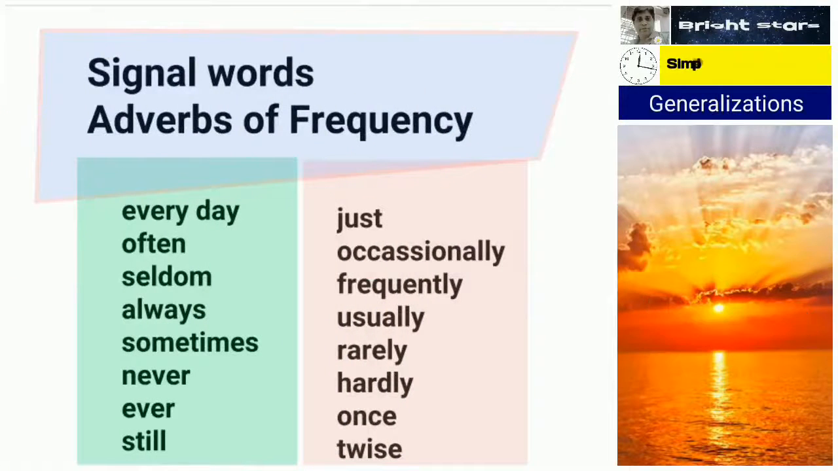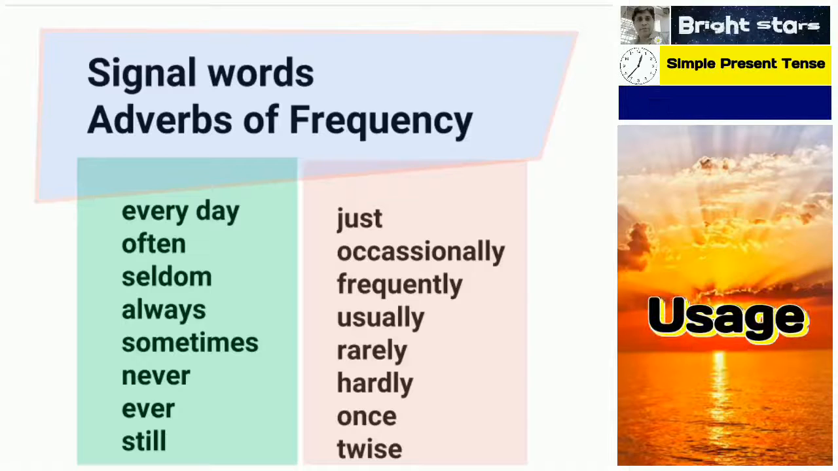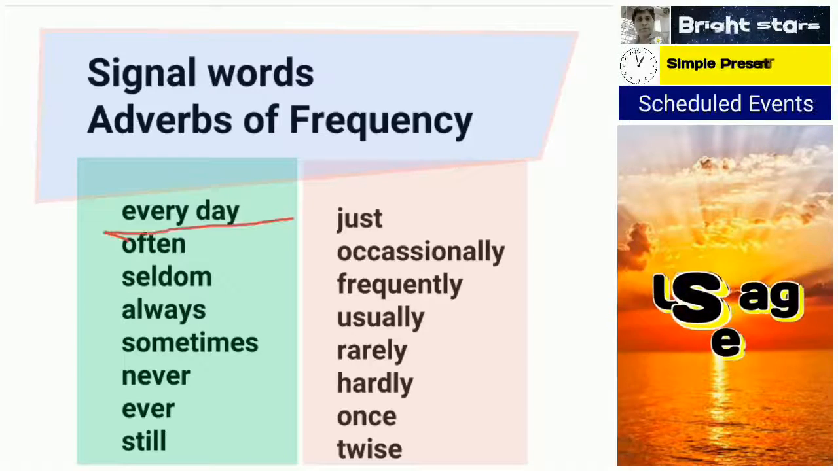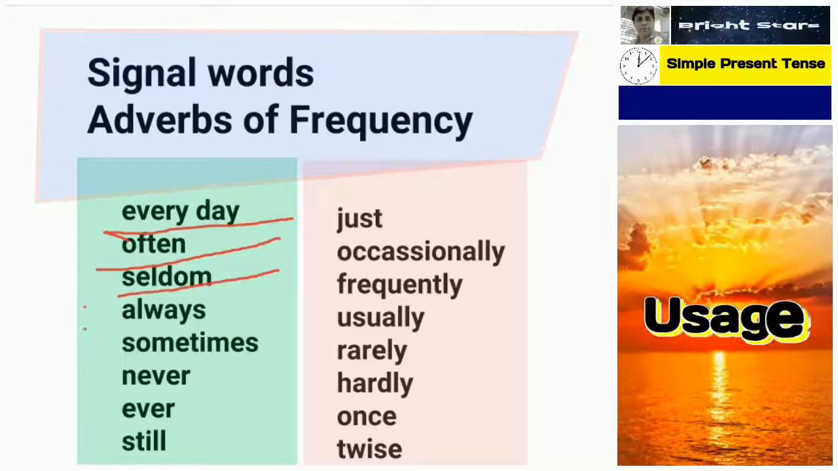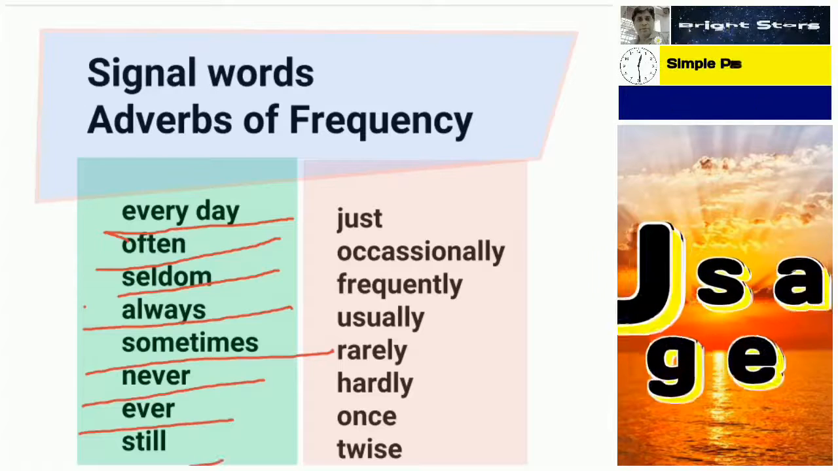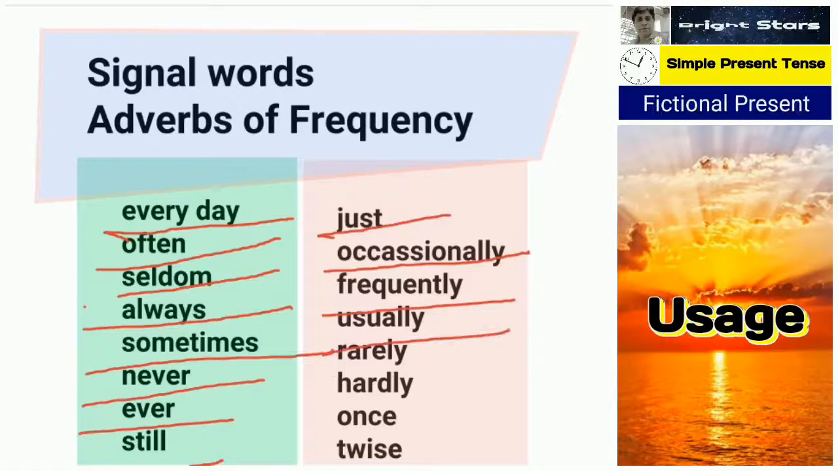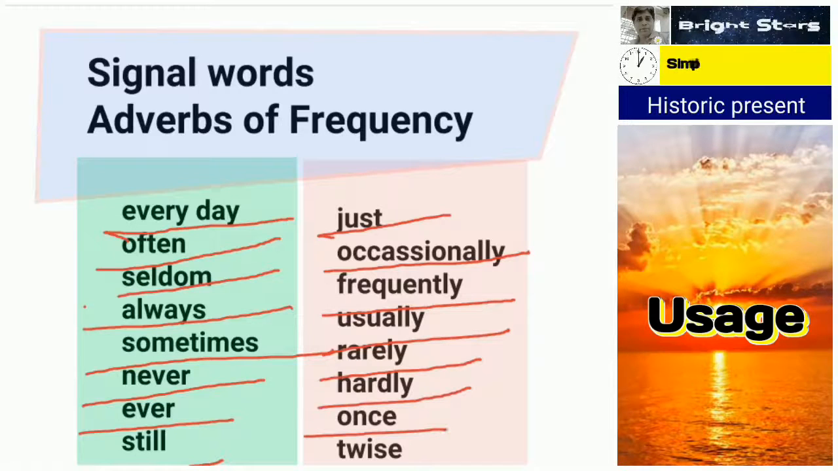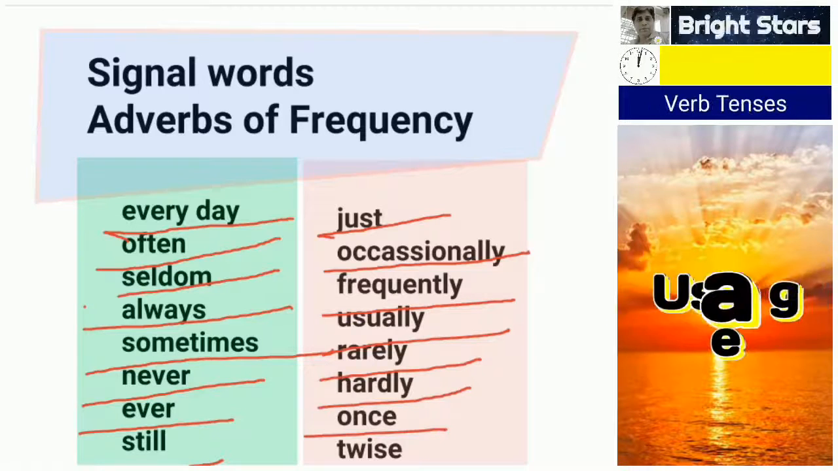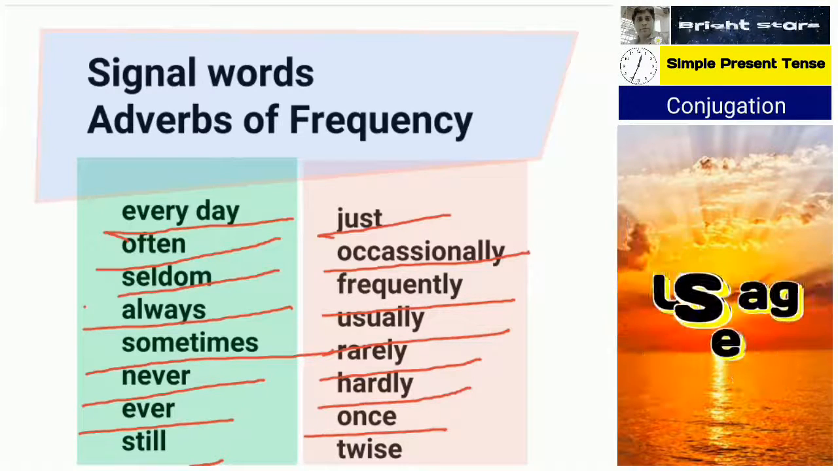For signal words, for adverbs of frequency, whenever these are in a sentence, don't forget: every day, often, seldom, always, sometimes, never, ever, still, just, occasionally, frequently, usually, rarely, hardly, once, twice. Whenever you get these adverbs of frequency, you must use the simple present tense.